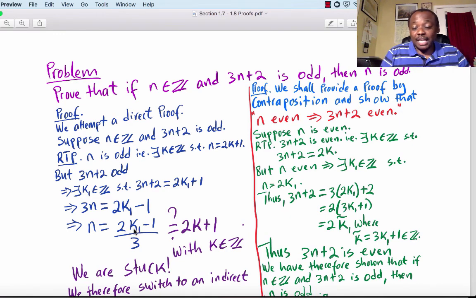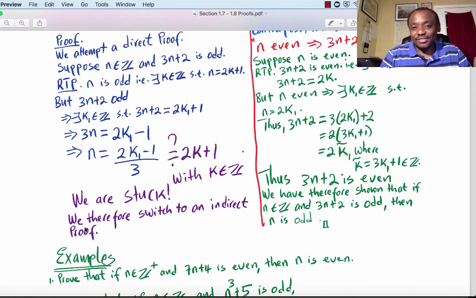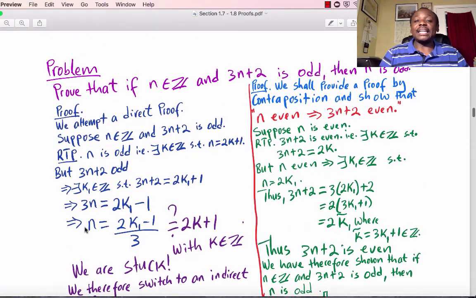So 2 times k1 minus 1 divided by 3, is that necessarily an integer even? No, it may not be. In fact, you can find an integer k1 such that 2 times k1 minus 1 divided by 3 is not an integer. N has to be an integer. Officially, we're stuck. Do we start crying? Okay, we cry for a while, then we stop and we say, wait a minute, there is something called indirect proofs. And this time around, we are interested in proof by contraposition.